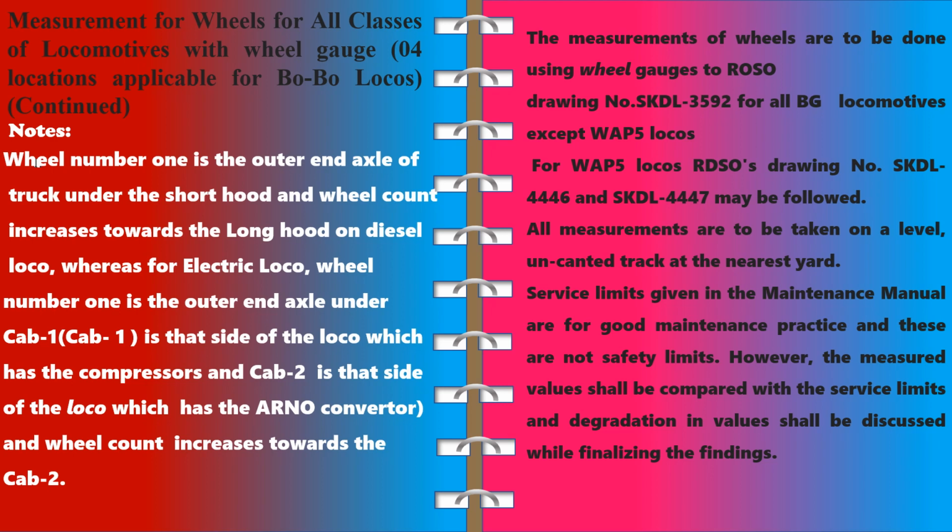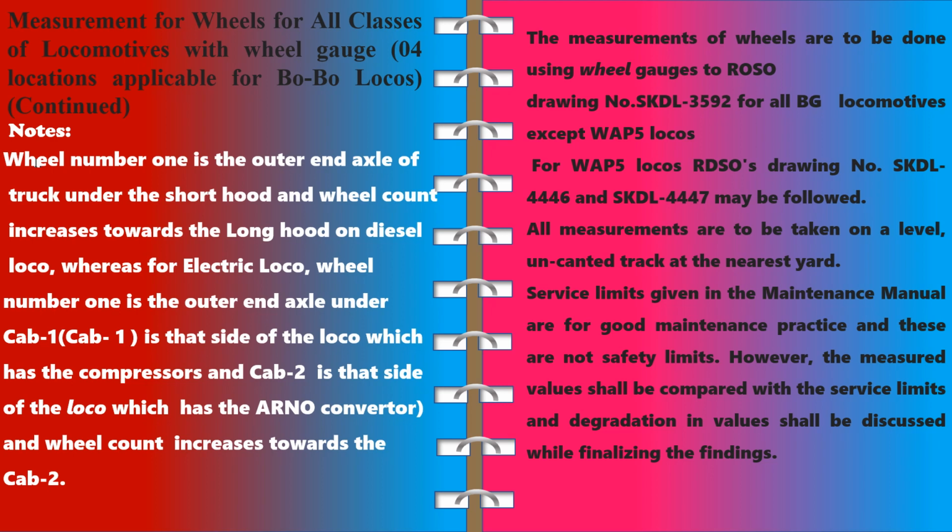Wheel number 1 is the outer end axle of the truck under the short hood, and wheel count increases towards the long hood on a diesel loco. Whereas for an electric loco, wheel number 1 is the outer end axle under cabin 1, that side of the loco which has the compressor, and cabin 2 is that side of the loco which has the Arno converter, and wheel count increases towards cab 2.